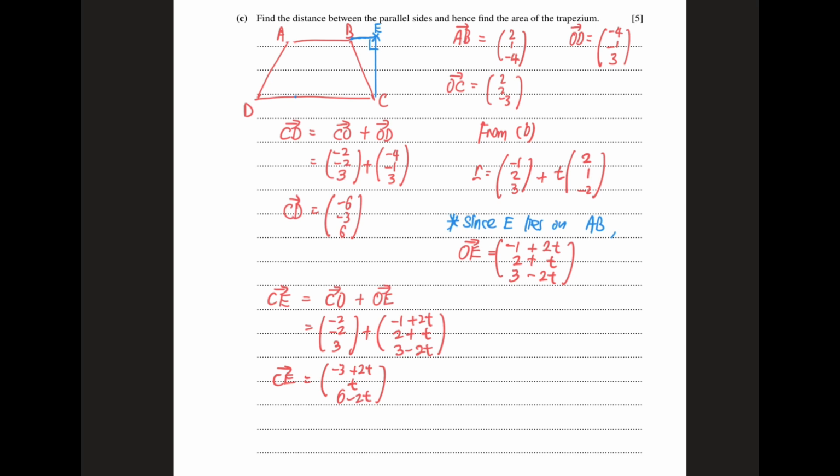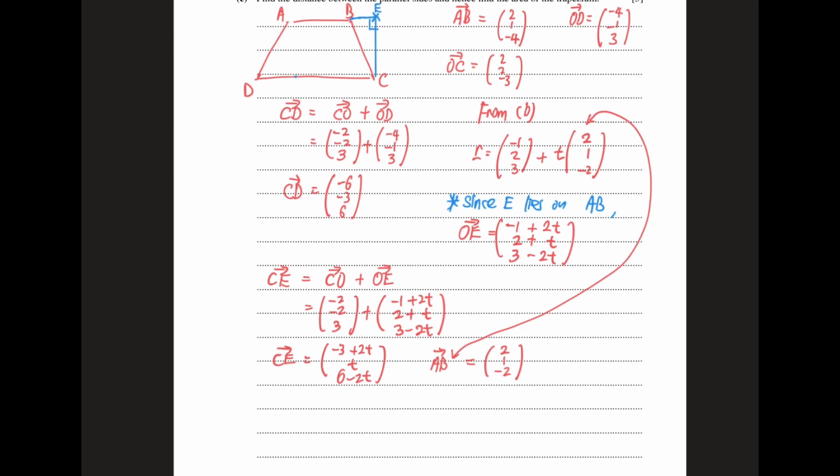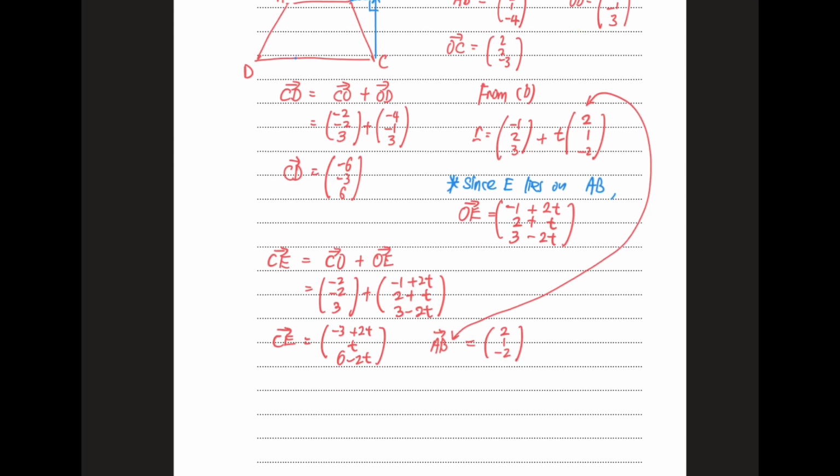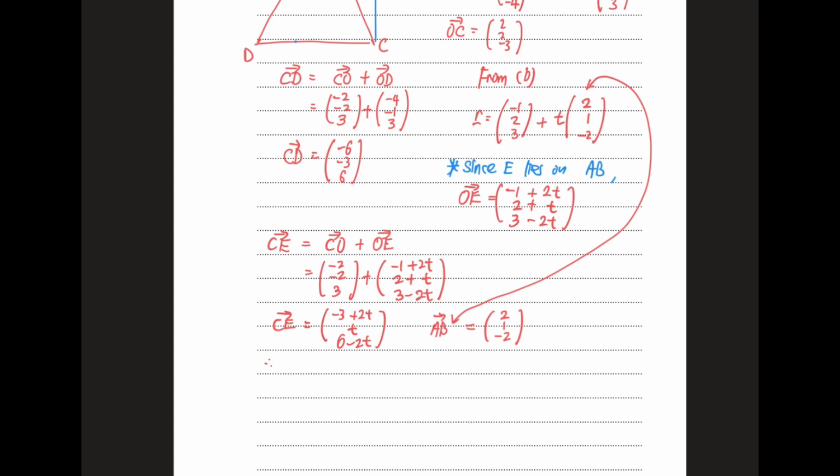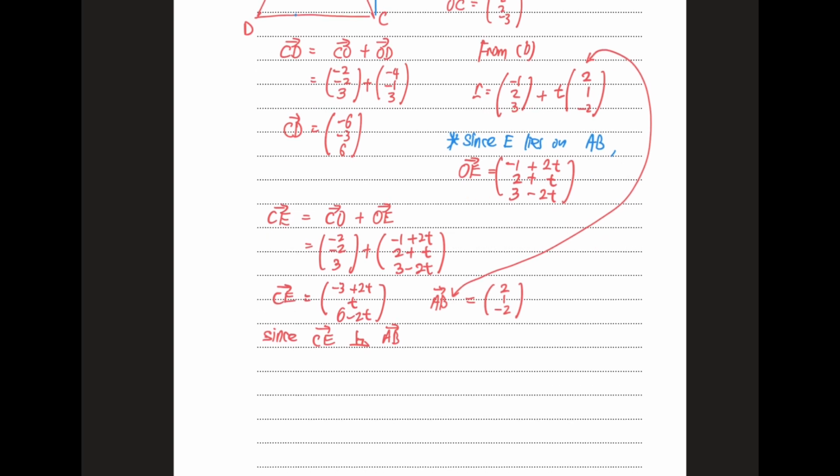Okay, so I bring down this information. This is AB. AB is 2, 1, minus 2. They are perpendicular. So I write down, since CE is perpendicular to AB, then I use scalar product now. CE dot AB.